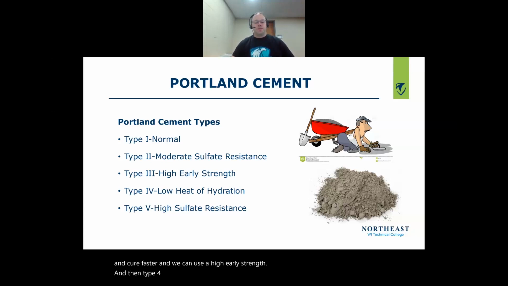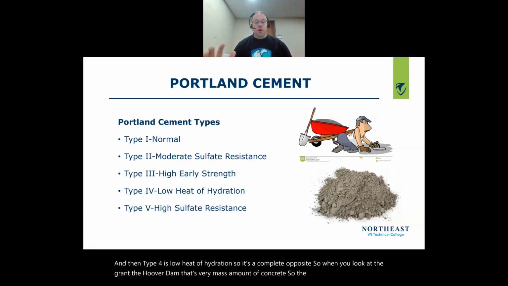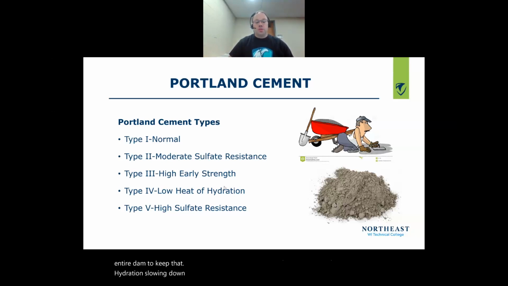So it's a complete opposite. When you look at the Hoover Dam, that's a very mass amount of concrete. The more massive concrete we have, the more cement, the more heat we're creating because of the hydration of the cement. If it cures too fast and we create too much heat, we get cracking of the concrete. That's not a good thing. So what they did is actually run air conditioning vents and cold water through that entire dam to keep that hydration slowing down. And what they also did is use a type 4 that actually reduces the rate of hydration. Okay, so there's a type 4.